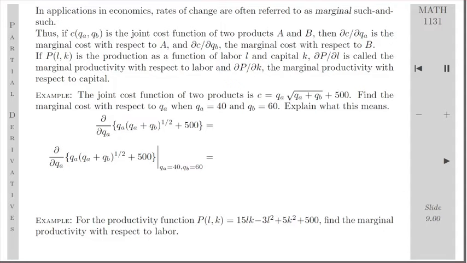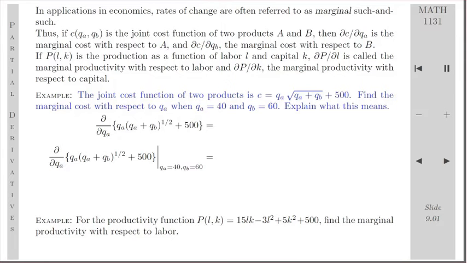If you're producing two products A and B, and the joint cost function is C, then dC over dQA, where QA is the quantity produced of product A, is called the marginal cost with respect to A, and dC over dQB is called the marginal cost with respect to B. The kinds of problems you will find in homework consist of things where they give you the function and ask for the marginal this or that. So it just means you have to take the partial derivative.